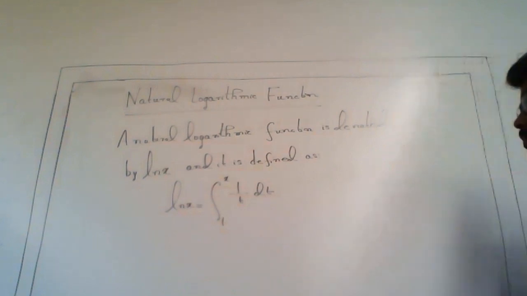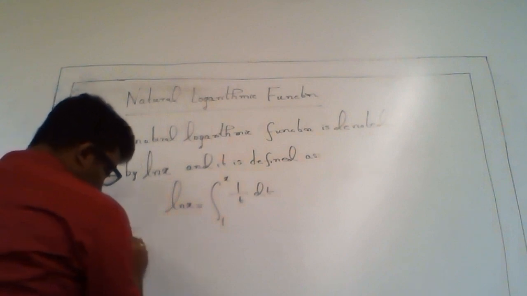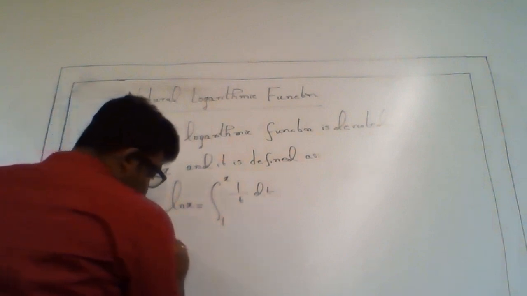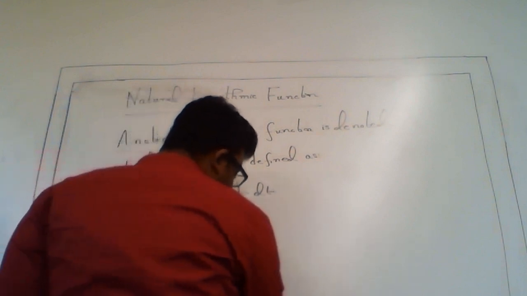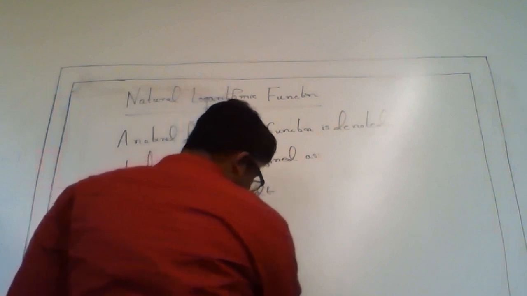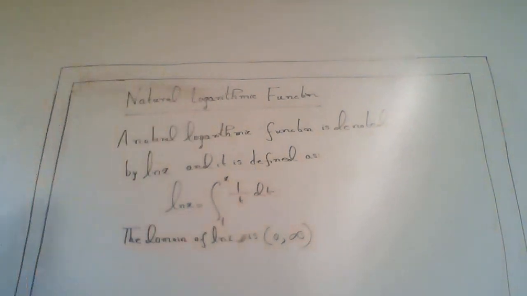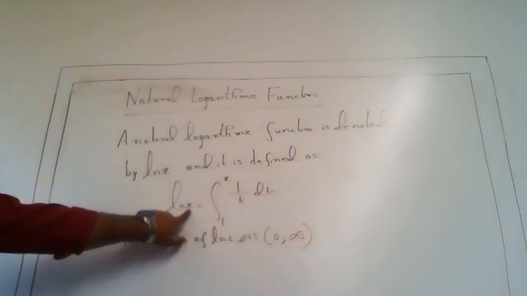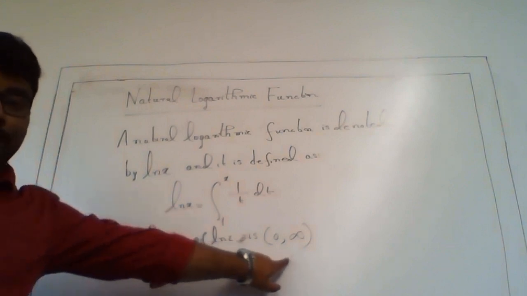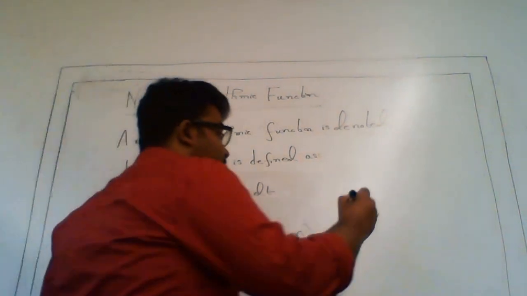Okay, so now the domain of ln x is (0, infinity). This function ln x is only defined for positive values of x. I cannot put any negative value of x here. So the domain of ln x is (0, infinity). Now let's try to see how the graph of ln x looks like. So I'm drawing the graph here.